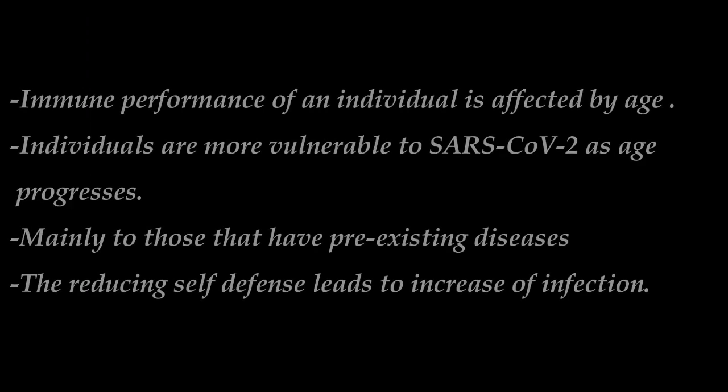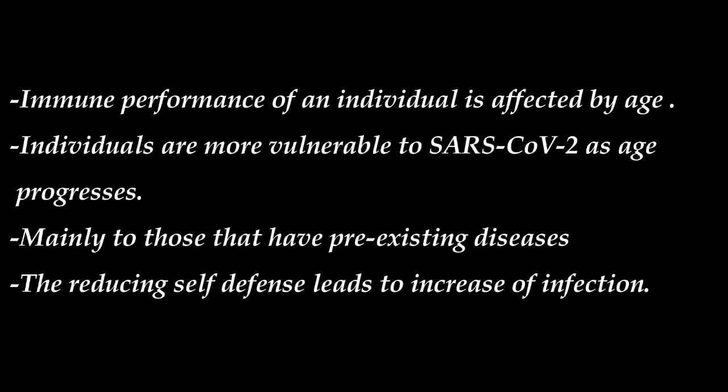First is age. Age is one of the strongest factors contributing to the pandemic. The immune performance of an individual is affected by age. As age progresses, individuals may be more vulnerable to SARS-CoV-2, especially those who already have existing diseases like diabetes, hypertension, and coronary heart disease. The reduced self-defense could also lead to an increase of infection, and people will be more prone to COVID-19. Therefore, age is a critical factor in determining the spread of the virus.